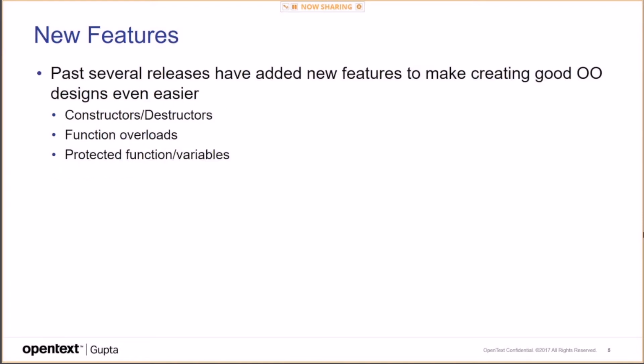And in the past several releases, we added new features to make creating good object-oriented code even easier. So in 6.3, we added constructors and destructors. That was kind of a missing feature for quite some time, but now you can have your own constructors and destructors in your classes to initialize an object and to do work before it gets destroyed. You now have as well function overloads and protected functions and variables in 7.0.